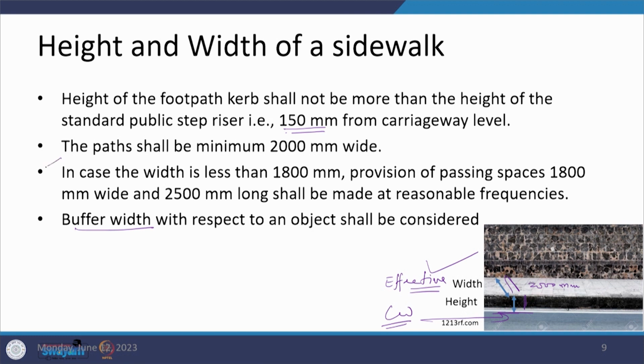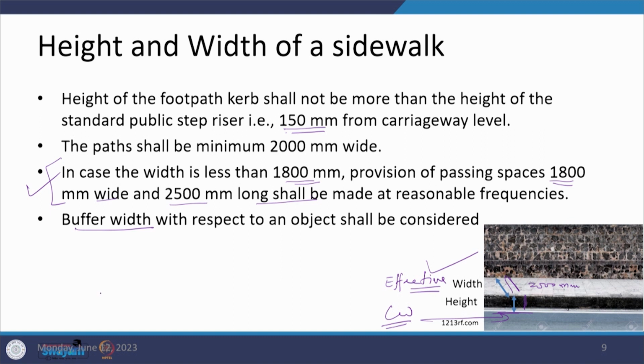Another case talked about here is that there may be restricted conditions in built up areas where you are not in a position to provide these 2000 mm of width along with a buffer which can be say 1000 mm. In those conditions, what should be done? This condition can be applied: if the width is less than say 1800 mm, then the provision of passing spaces 1800 mm wide and 2500 mm long shall be made at reasonable frequencies.